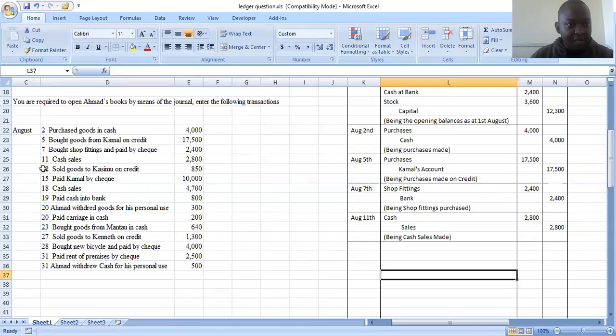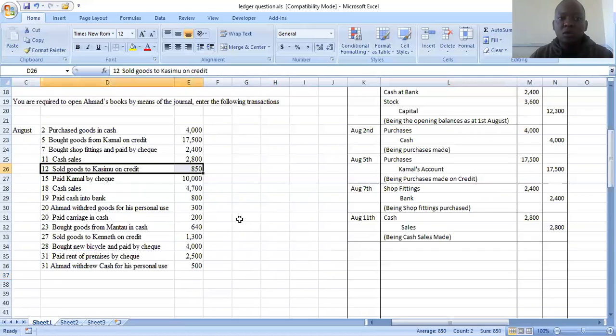Then we have 17th of August. Sold goods to Kasimu on credit. So the first question, which two accounts have been affected? So the two accounts here are sales and Kasimu. So the business has sold to Kasimu on credit.